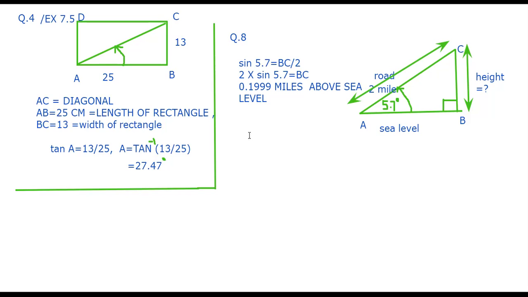It is question number 8 according to ALP, and now finally we will solve question number 9. For that purpose I will have to clear this screen. And I am starting question number 9. Let me write it. We are talking about exercise 7.5 and question number 9. This is the last question from this exercise.